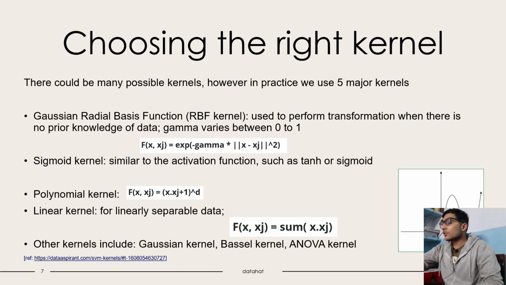Now you see from here that the Gaussian radial-basis kernel is a kind of Gaussian function. The sigmoid kernel is basically similar to the activation functions, sigmoid, tanh, ReLU, those things. The polynomial kernel is just the square, cube, the different d dimensions, as you can see from the image as well. The linear kernel is just a linear operation on the original dot product. Some other kernels also include the Bessel kernel and the ANOVA kernel.